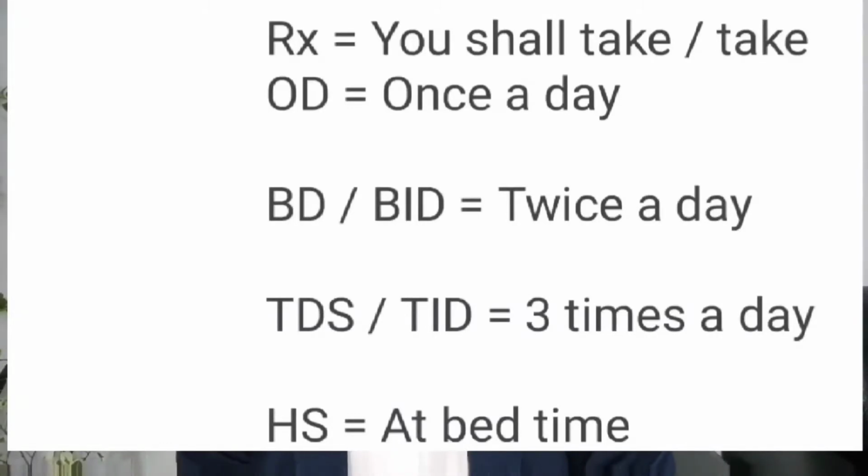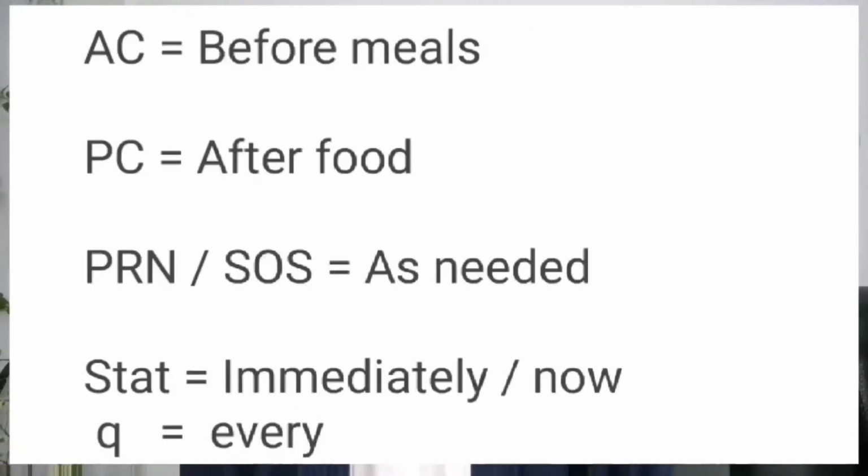You would have also noticed HS. HS means at bedtime. That is, you have to take that prescribed medicine at bedtime or before going to bed. Then comes AC. AC means before meals or before food you have to take that medicine. The next is PC. PC means after food. After food you have to take that prescribed medicine.